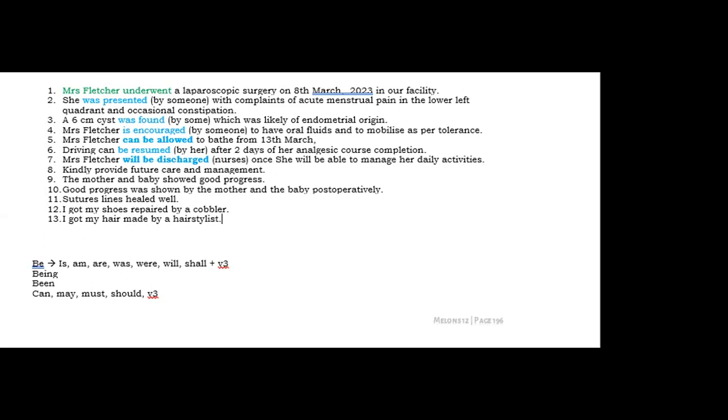Okay, fine. See, in these two cases, can you repair your shoes yourself? No. So you want somebody to get for that. I got my shoes repaired means I got someone to repair my shoes, and that someone is nobody but a cobbler. I got my hair made by a hairstylist means I'm not an expert in hairstyling. So I got means I got the assistance of somebody else. So "the sutures got healed" is not really standard language.